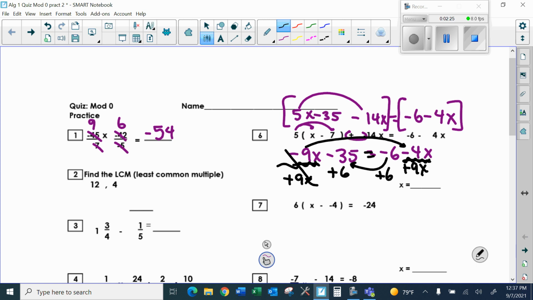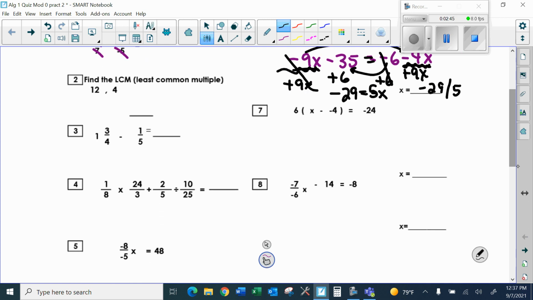So 0 there, 0 there, negative 6 minus 35 is negative 29 equals negative 9x plus 4x, which is 5x. And last step, divide by 5 on both sides, I get negative 29 fifths.